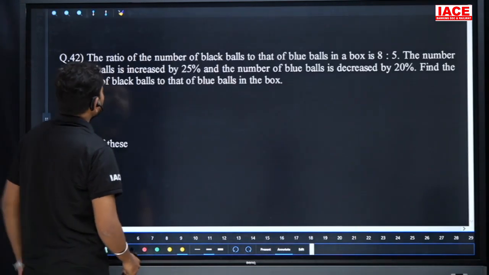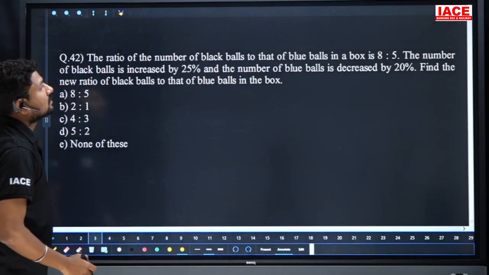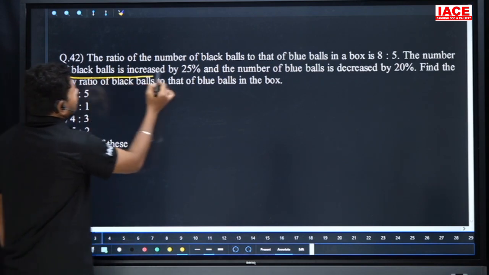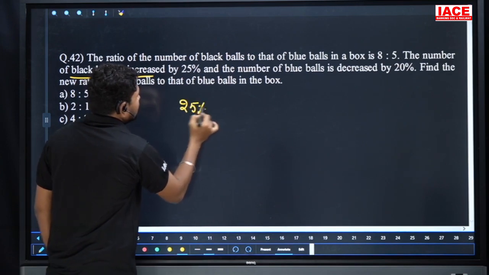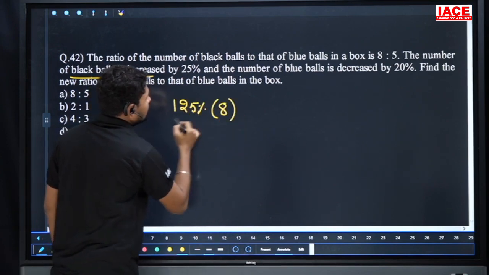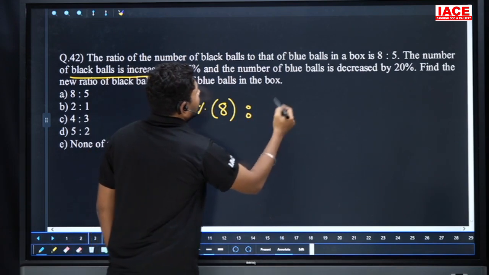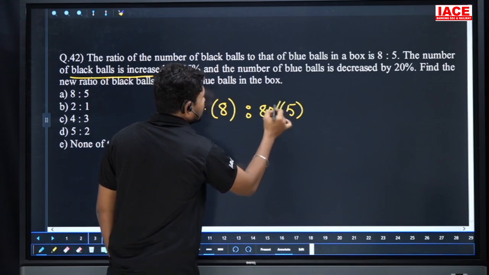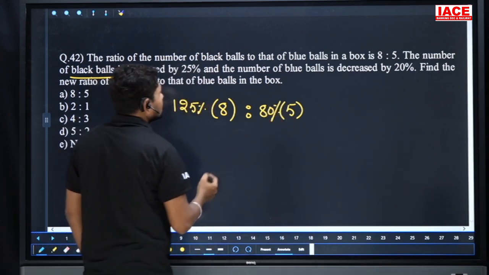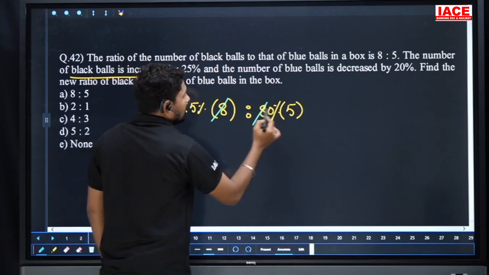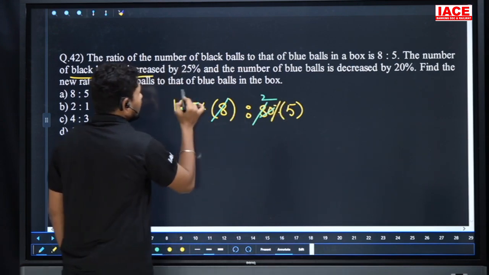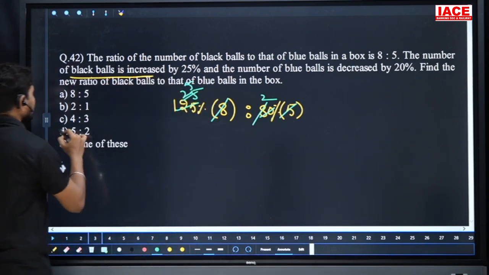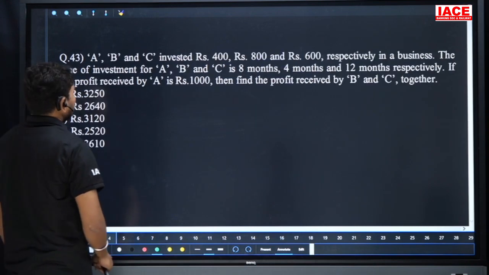Next, the ratio of the number of black balls to blue balls in a box is 8:5. The number of black balls is increased by 25 percent. Initially 100 percent, increased by 25 percent means it becomes 125 percent. And blue balls are 5 parts, decreased by 20 percent means it is 80 percent. Cancel the values to get the overall answer. Look here, 8 cancel, 5 twos are 10, 5 twenty-fives, and again 5 cancel. Then the final ratio is 5:2. Option D here.